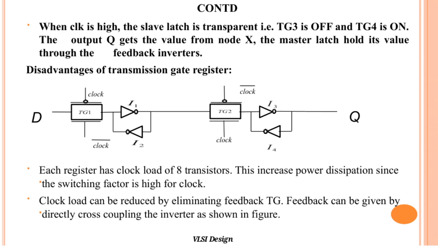To address this, the clock load can be reduced by removing the feedback transmission gate. Instead, feedback can be provided by directly cross-coupling the inverters, as shown in the figure. This modification helps to lower power consumption while maintaining proper functionality of the latch. So, the main takeaway here is the trade-off between maintaining data integrity in the latch and managing power efficiency in the clock network. By optimizing the feedback path, we can achieve lower power usage without compromising performance.